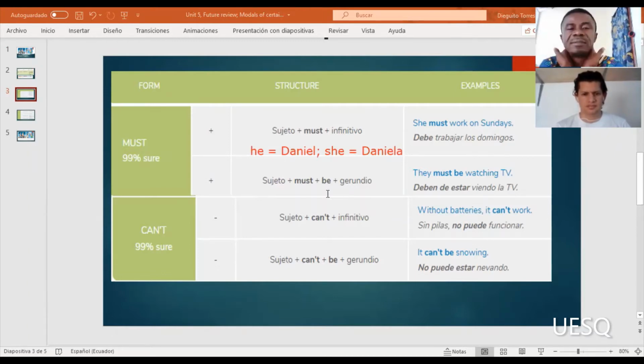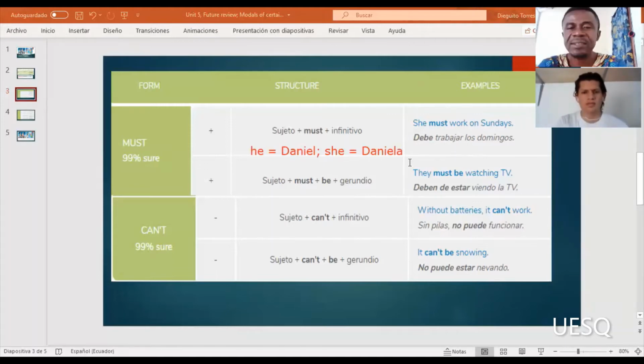She is the subject, so it's female. It can be Veronica, it can be Carolina, it can be Maria. Then must is the modal verb. Then work is the main verb. The modal verb is different from the main verb. Then we have on Sunday, the complement. So she must work on Sunday. She must work on Sunday. Very good. Let's look at the other examples.